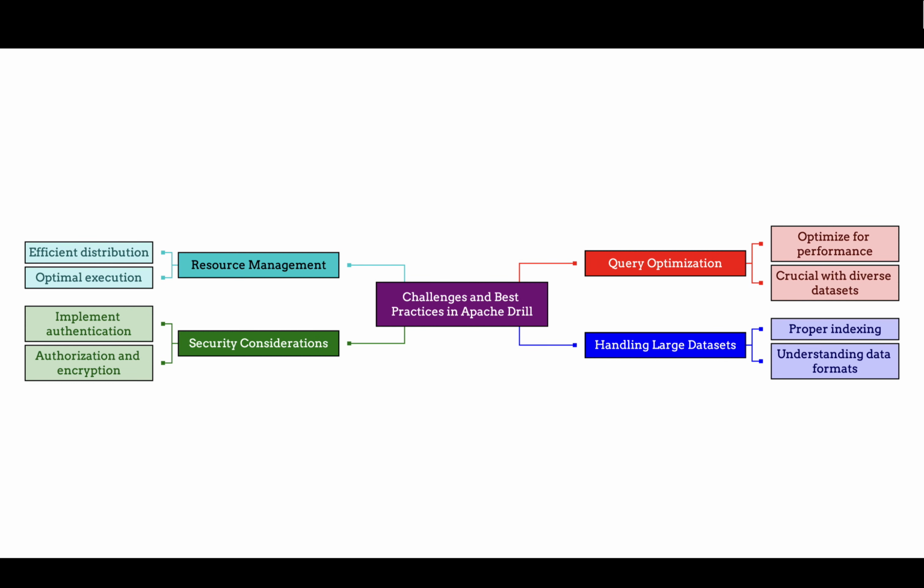Challenges and best practices in Apache Drill. 1. Query optimization. Understanding and optimizing Drill queries for performance is crucial, especially when dealing with large and diverse datasets. 2. Handling large datasets. Proper indexing and understanding of data formats are key when querying large datasets to ensure performance efficiency. 3. Security considerations. Implementing security measures like authentication, authorization, and encryption is important to protect data access through Drill.